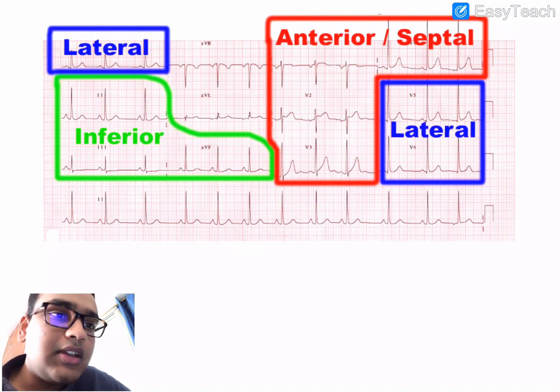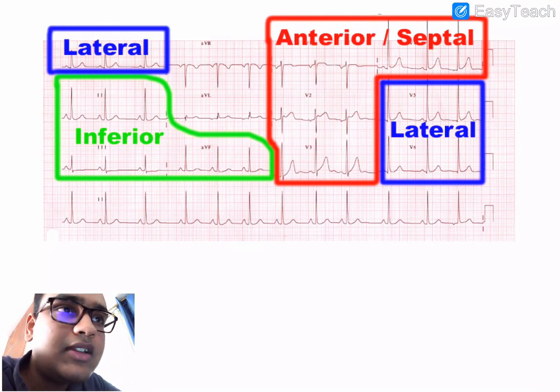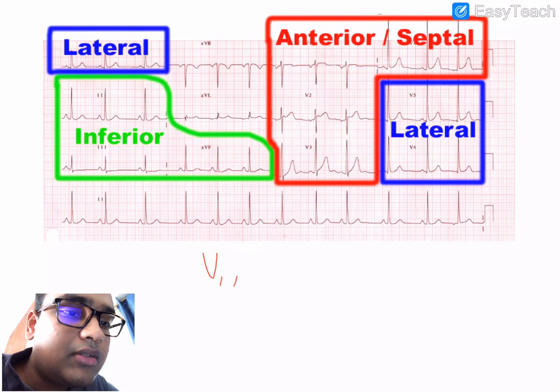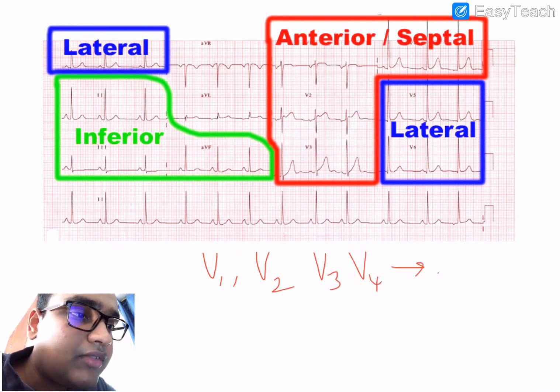and so forth. So this is a diagram depicting the localization of lesions in MI. As you can see here, anterior and septal infarction can be seen in the precordial leads because they are right next to that. So V1, V2, V3 and V4 can find anteroseptal infarcts.